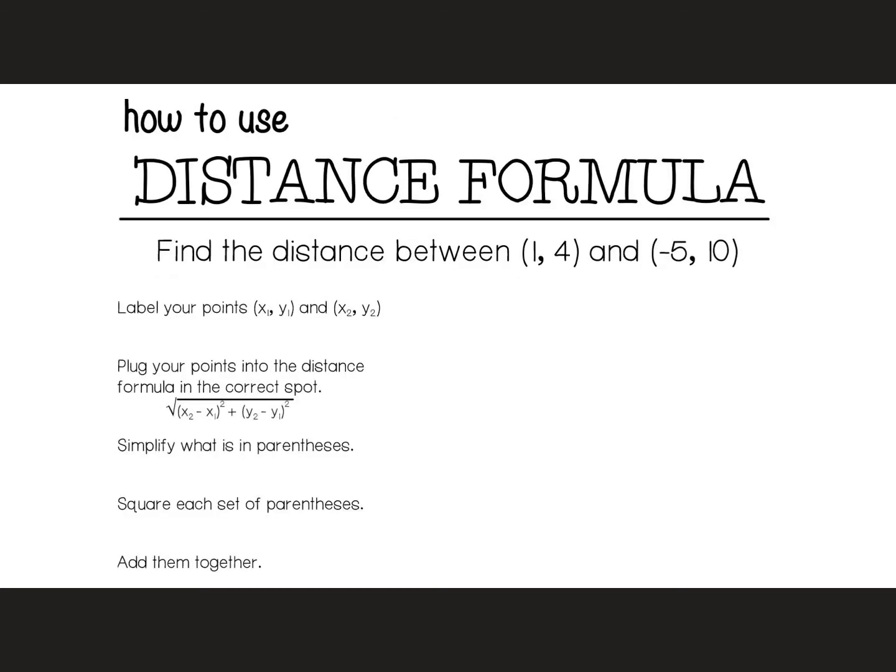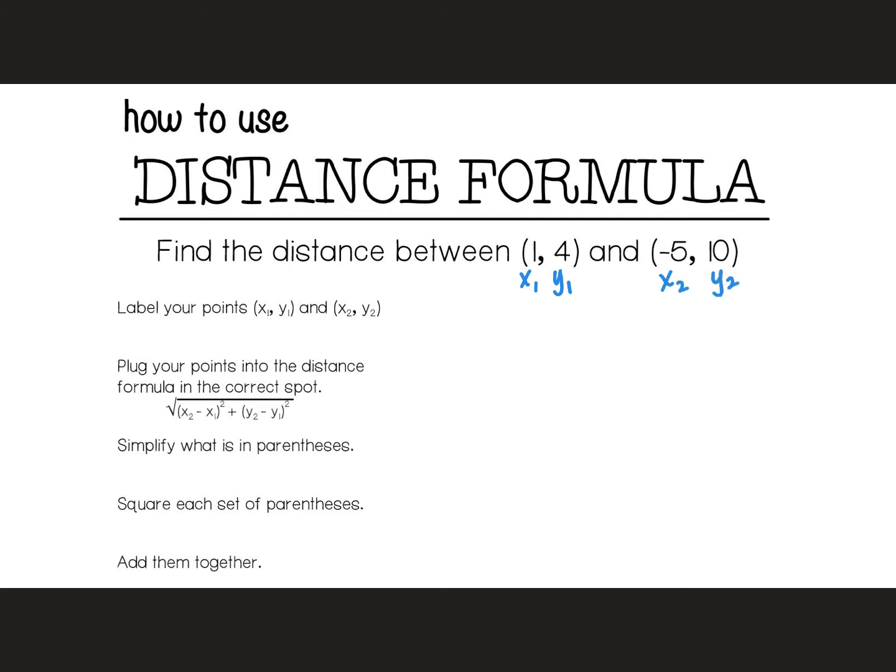So here's how we go about using the distance formula. Here's an example where we're asked to find the distance between the point 1, 4 and negative 5, 10. The first thing we're going to do is label our points, x sub 1, y sub 1, x sub 2, y sub 2. And again, 1 would be x sub 1 because it's the first x. 4 would be y sub 1 because it's the first y. Then over here, x sub 2, y sub 2.